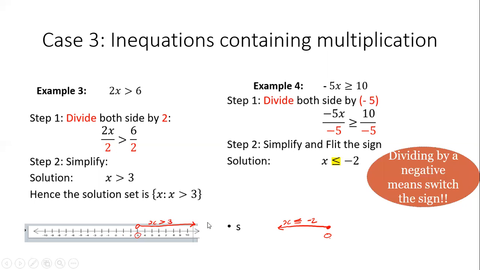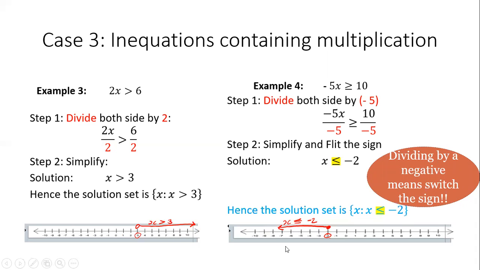So what would be your answer then? It would be x is less than or equal to negative 2. So note here that the sign has been switched, right? Now, your solution set would be the set of all x's such that x is less than or equal to negative 2. And then you can also represent your solution on a number line. So if you represent your solution on a number line, you would use a shaded circle here, and then you draw your arrow like this.